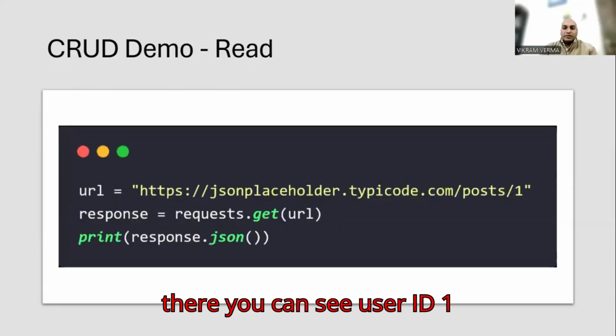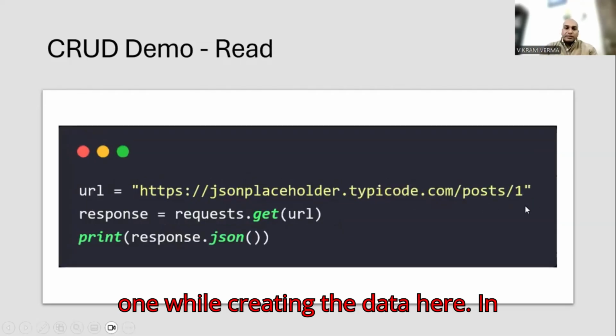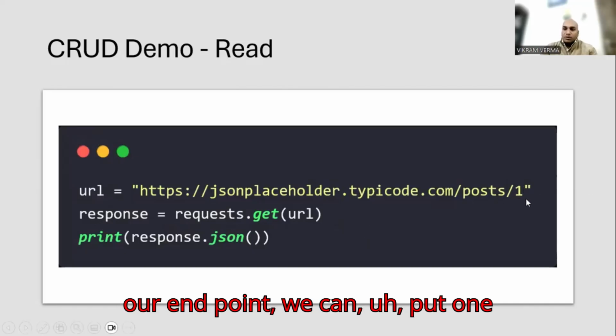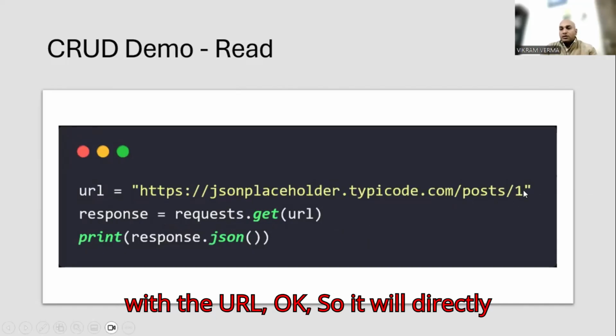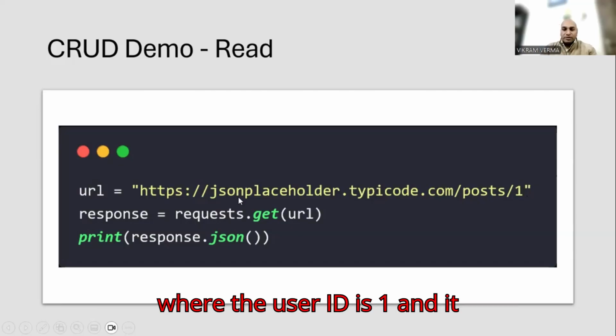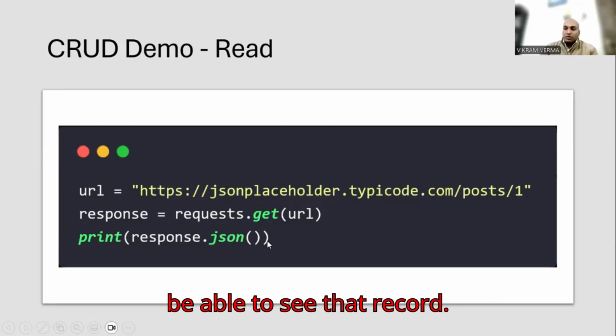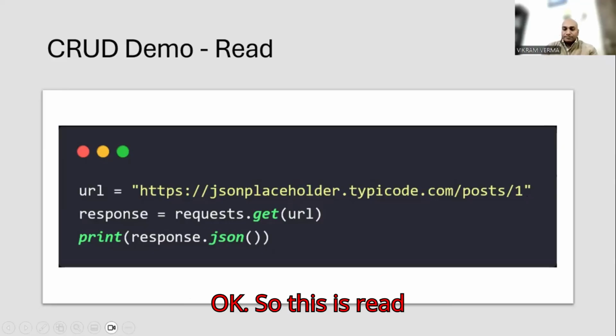After creating the data, if you want to read it, there you can see user ID 1 is there. We set user ID 1 while creating the data. Here in our endpoint, we can put 1 with the URL. So it will directly reach that particular endpoint where the user ID is 1, and it will get that particular data and we'll be able to see that record. So this is the read operation.